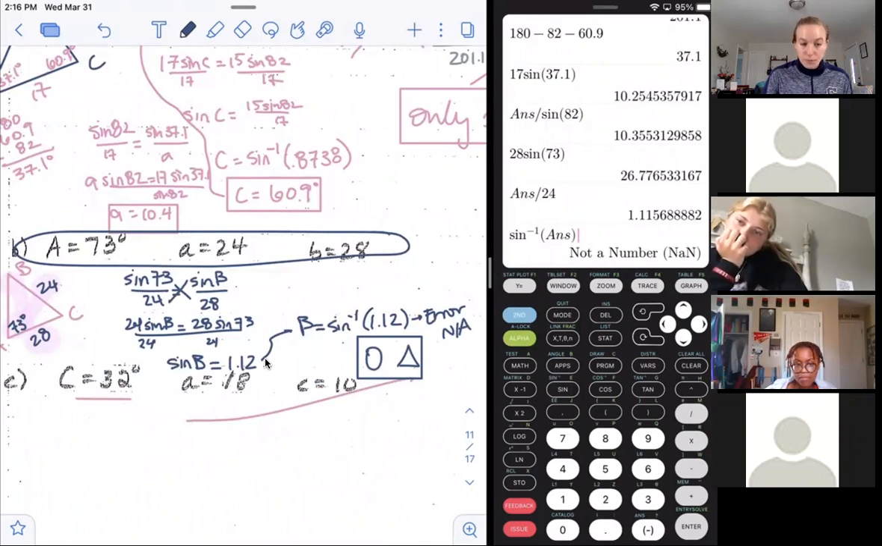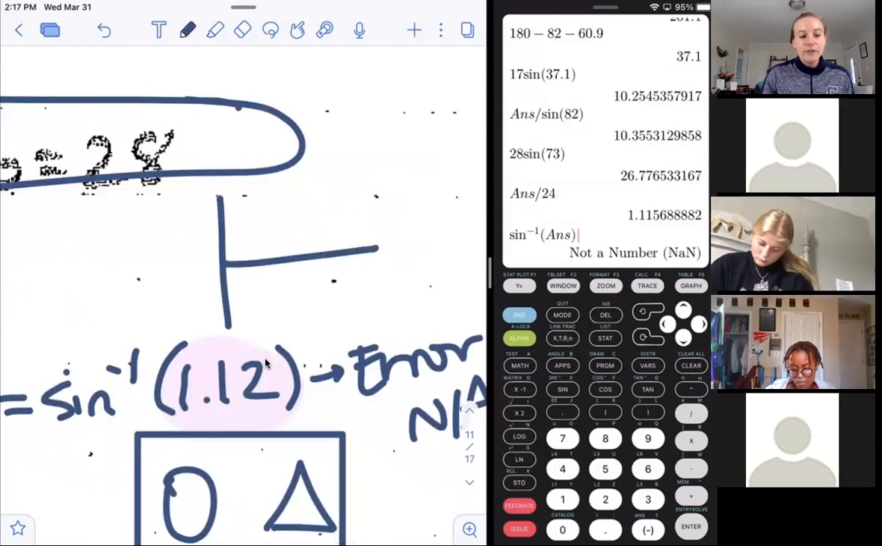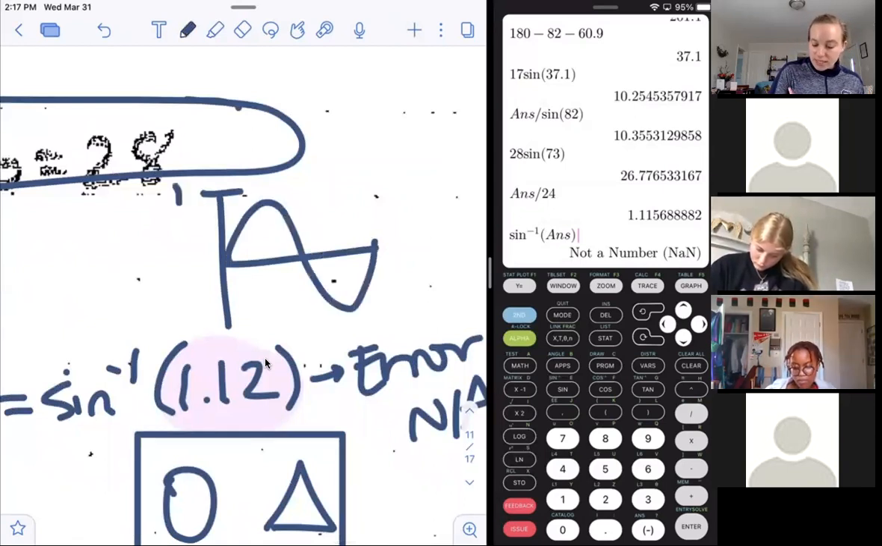If one of my angles is 73, one of the sides is 24, and one is 28, we cannot have a triangle. If you get an error message, that's not true. A cool thing, and again, I know you probably weren't doing pre-cal over spring break, but if you were thinking about it, if you remember our sine graph before our little curve, it only went as high as 1 and as low as -1.